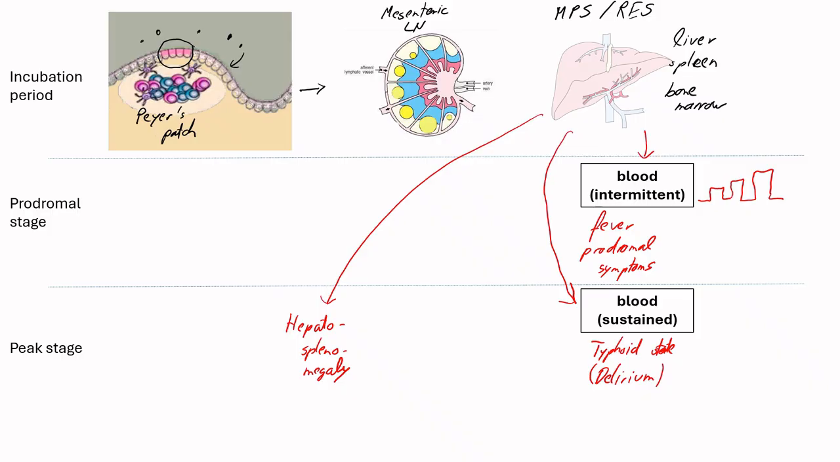A very typical symptom for typhoid fever are these so-called roseolae, the rose-colored spots. This comes from the bacteria that are in the blood.